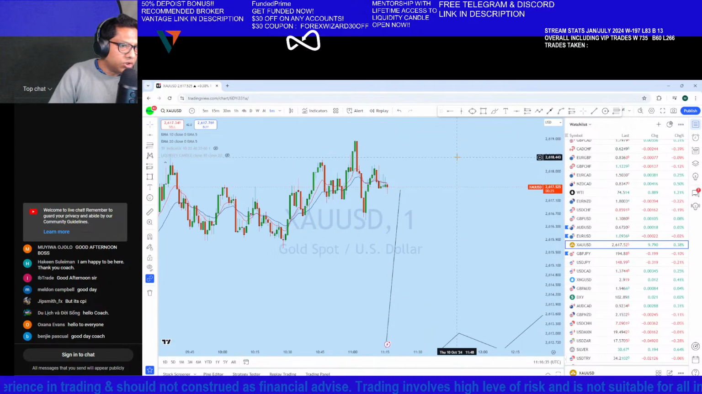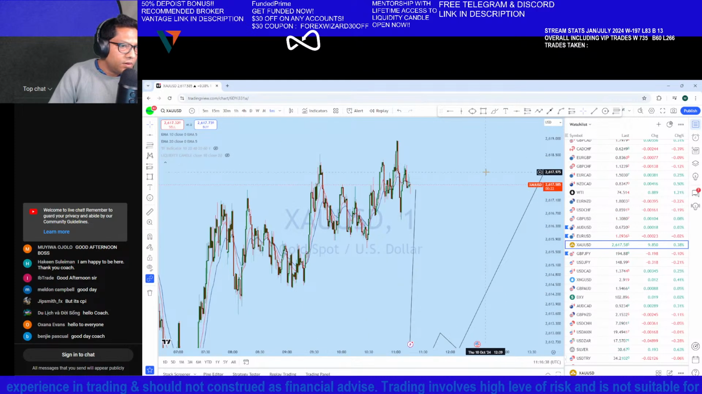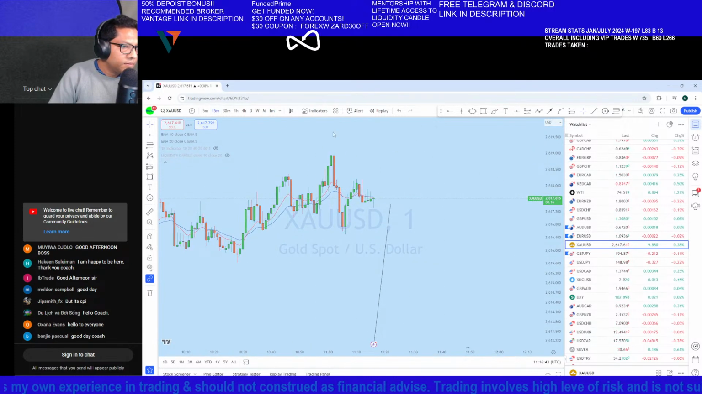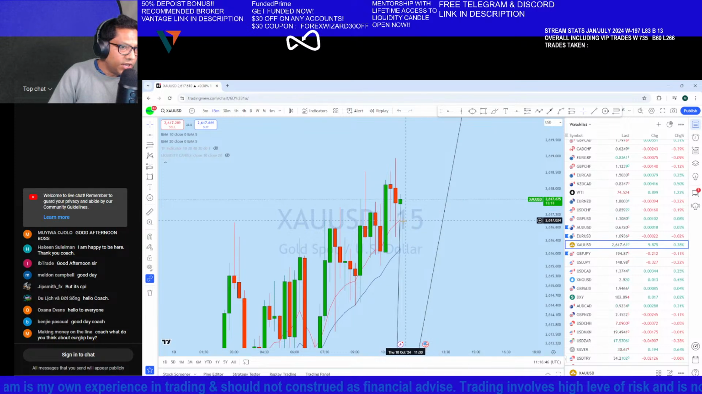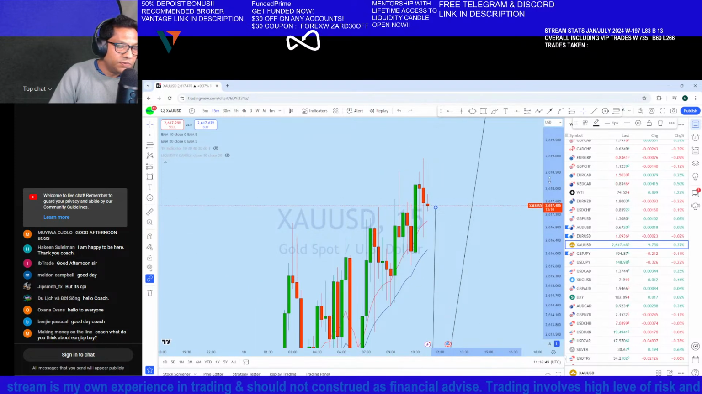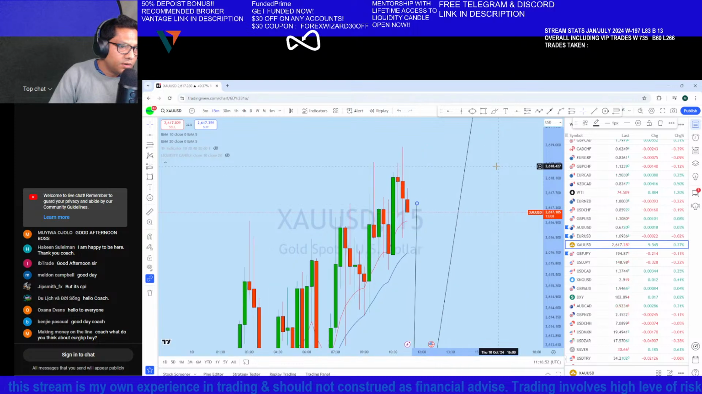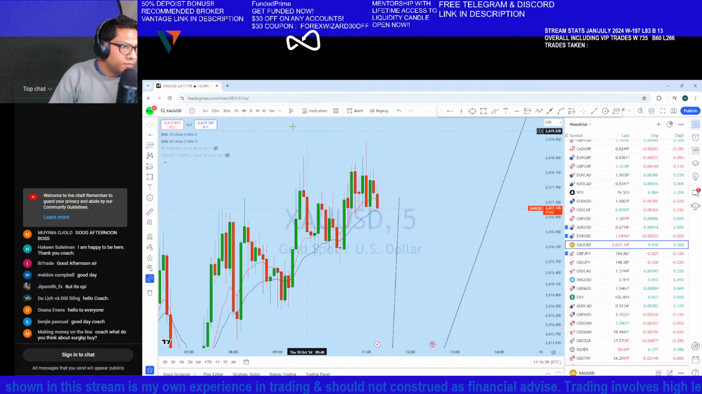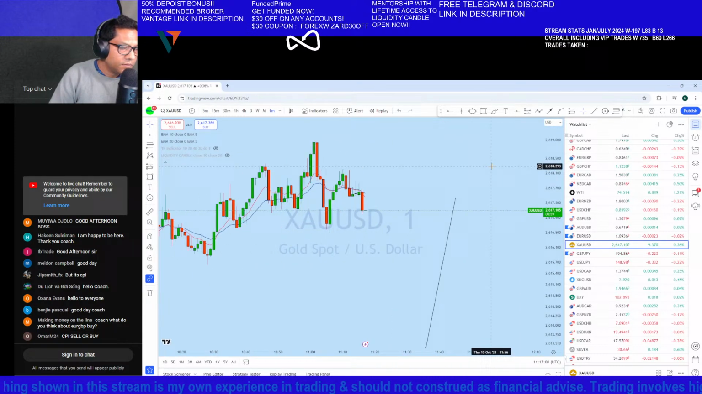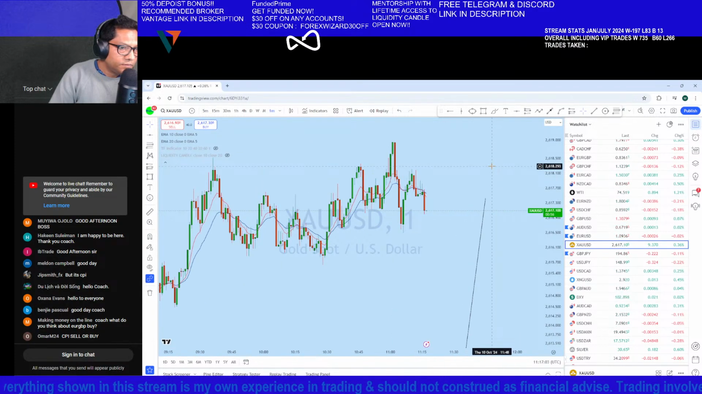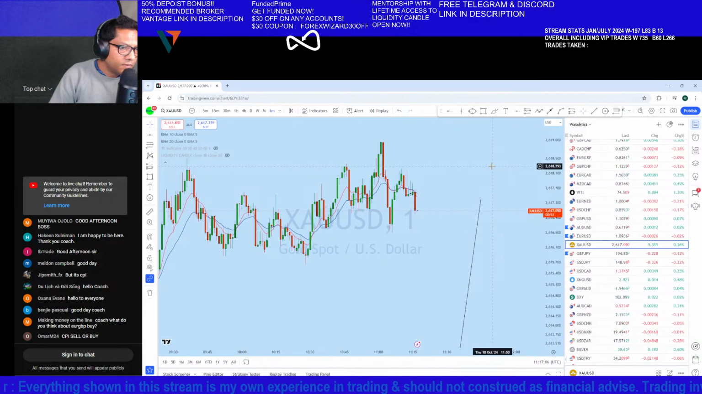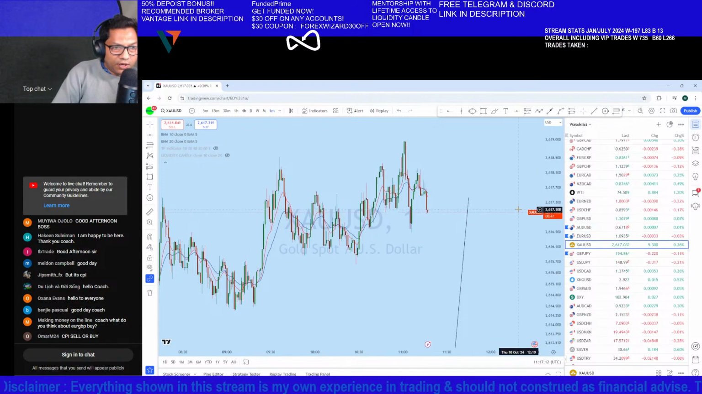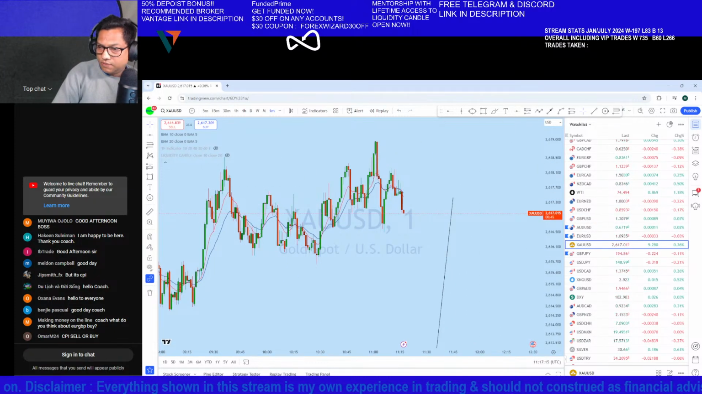So let's see also looking for further opportunity in that area. So looking at this is the 15 minutes perspective on XAU USD. So if there is any trade coming, we will be looking to enter based on the price action confirmation.